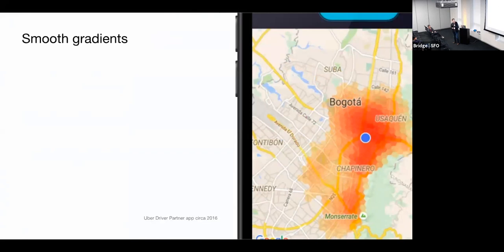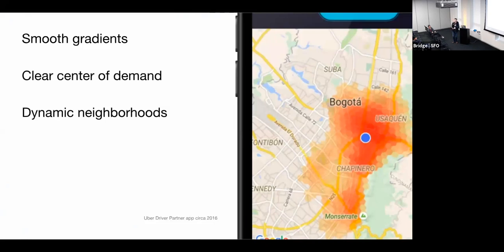So the solution we were looking for needed to have smooth gradients. We wanted to get rid of these price cliffs that we were seeing. Don't walk across the street and get a vastly different price. We wanted to have a clear center of demand so that a driver would know exactly where they needed to drive to, rather than just being in this big fence, but maybe not actually being close to the demand. And we needed to have neighborhoods that weren't confined to these definitions that we were drawing, you know, weeks in advance. We needed to have neighborhoods that formed dynamically with the movement of the city.